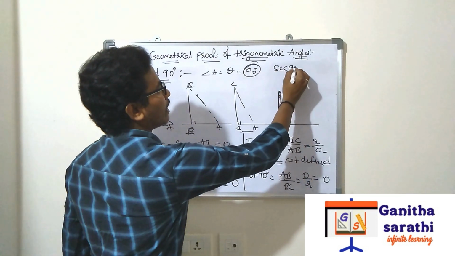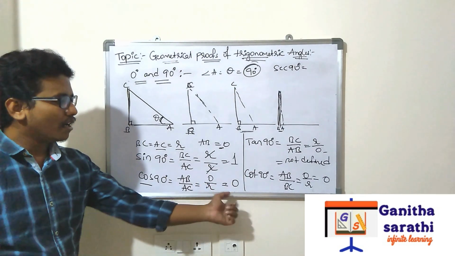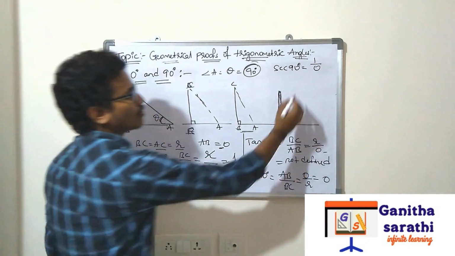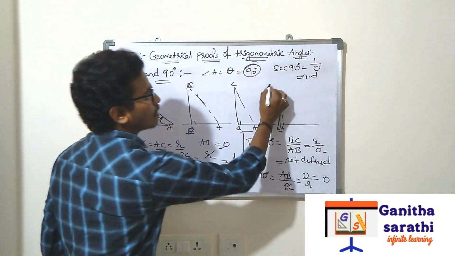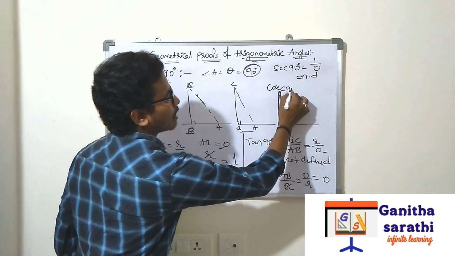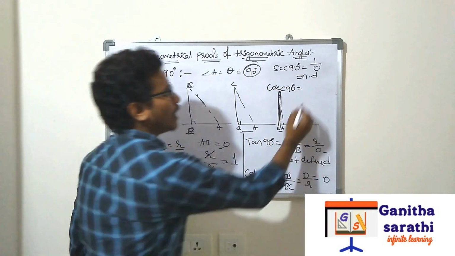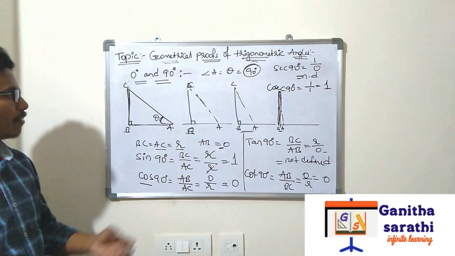Secant. What is secant 90 degrees? Reciprocal of this one means 1 by 0, right? 1 by 0. Can we define this? No. So it is not defined. ND means nothing but not defined. Next, cosecant 90. Cosecant 90 means reciprocal of sine. What is sine 90? 1. It will be 1 by 1. That will be equal to what? 1. Understood all of you?